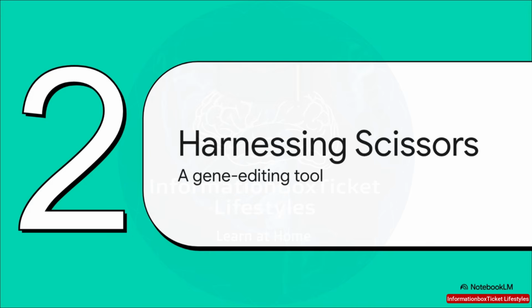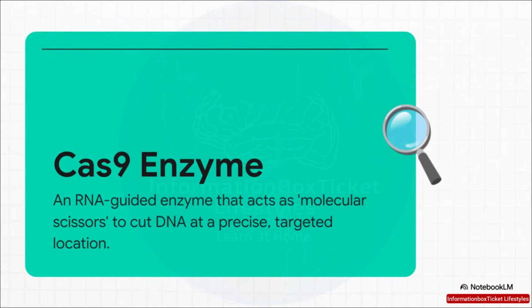So, you might be wondering, how in the world did scientists look at that and figure out how to turn it into a world-changing tool? Well, that's where we get to the part about harnessing these incredible molecular scissors. Meet the star of the show, an enzyme called Cas9. The best way to think about it is as a pair of molecular scissors. But these are unbelievably precise. They can be programmed to go into a massive strand of DNA and make a clean cut on both strands at one very specific spot.